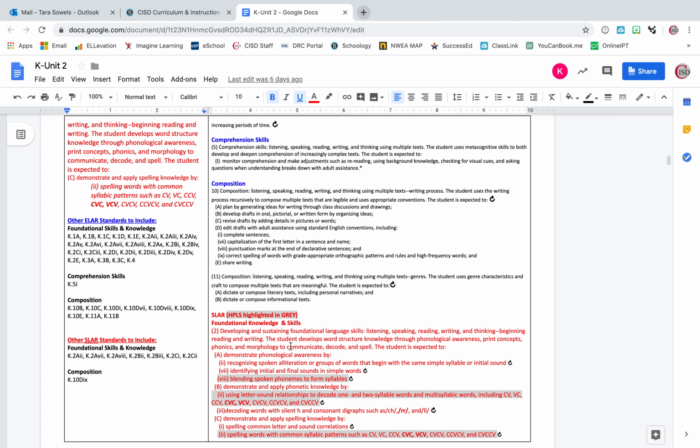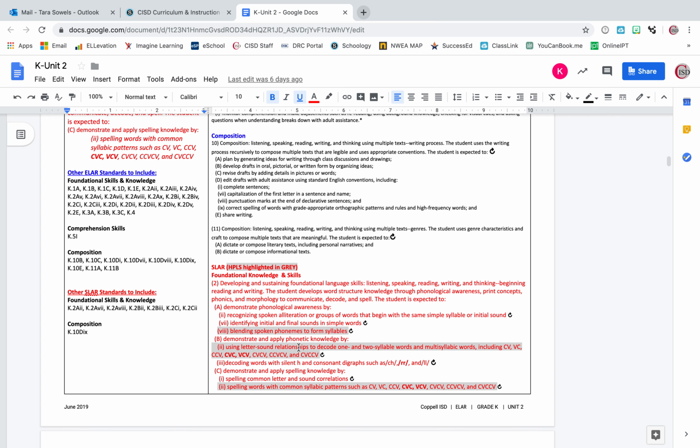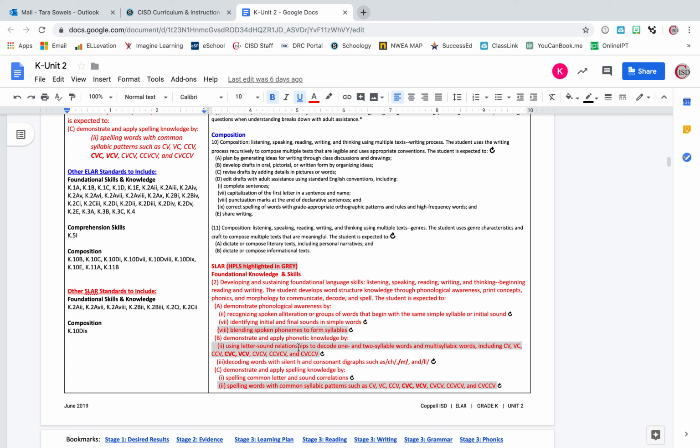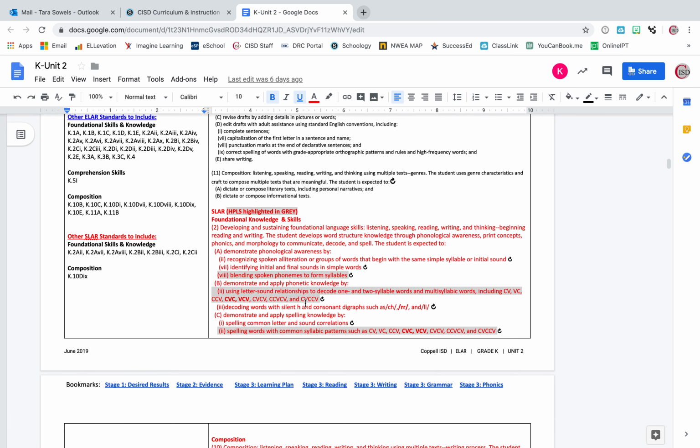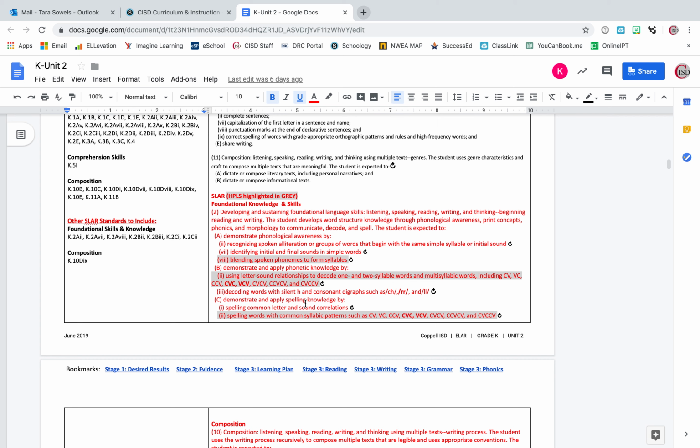So when you come over to the right-hand side, you'll see these same TEKs that are on the left side, spelled out on the right. And the HPLS is highlighted in gray, so you can know, again, that those are the high priority learning standards. One thing that's kind of hard to see, but it's there, is I've bolded some of these words, some of the parts of the TEKs.